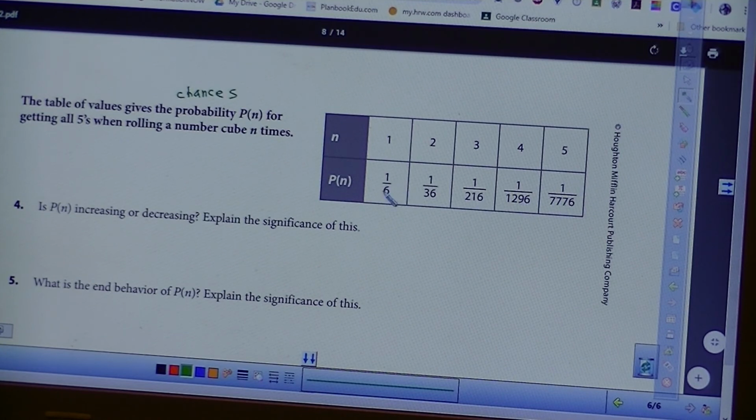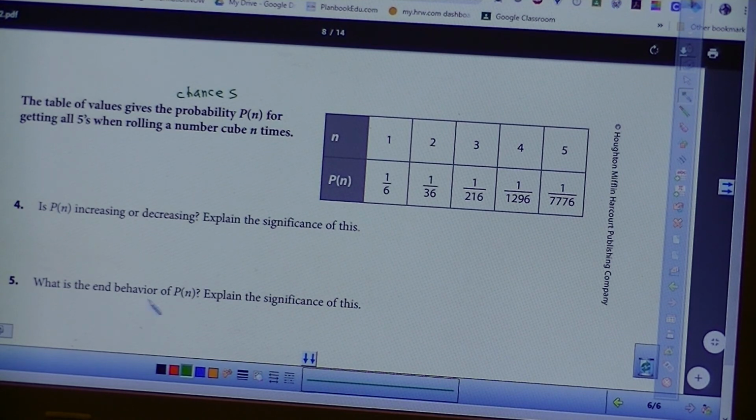So when we talk about P of n, it says increasing or decreasing. So are these values getting bigger or smaller? Okay, so if these values are getting smaller, how is that significant to our probability? Okay, how is that significant to your probability? So let's explain that idea.